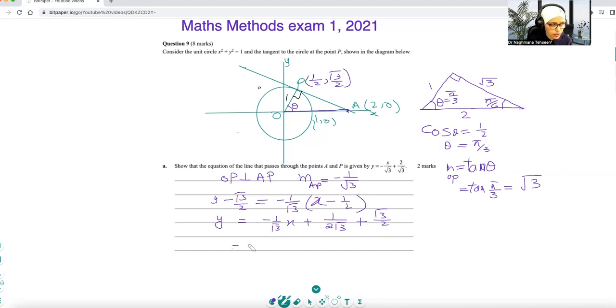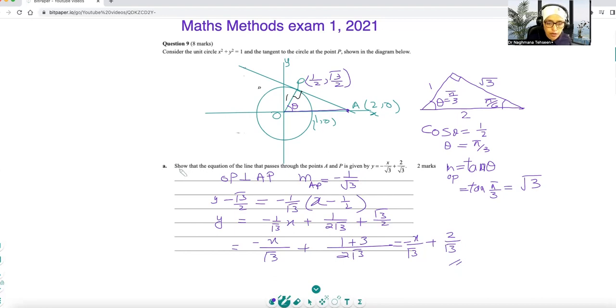And then we simplify that. This will give us -x/√3, and if we make the same denominator, we get (1 plus 3)/(2√3), which gives us 4/(2√3). So that is equal to -x/√3 plus 2/√3. That was the required equation. We got the equation of the line that passes through that point, and we used all those facts to get the equation of the straight line.